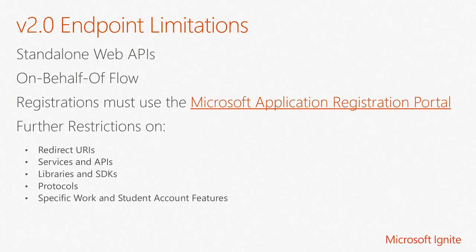So standalone web APIs, there's no on-behalf-of flow, so you can't pass credentials on to other APIs. You have to use the new app registration portal, and we'll have a look at that in a sec. It's not really a limitation, it's just a nuance. And look, the other restrictions, you can definitely go and have a look, they're all documented up on Microsoft's website.